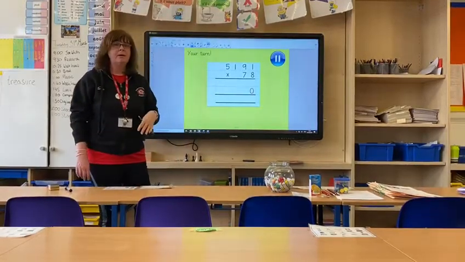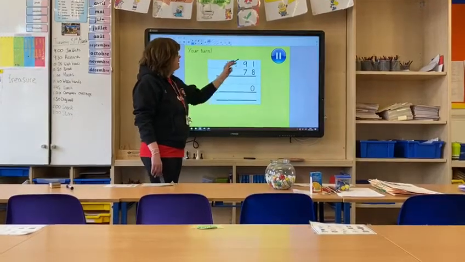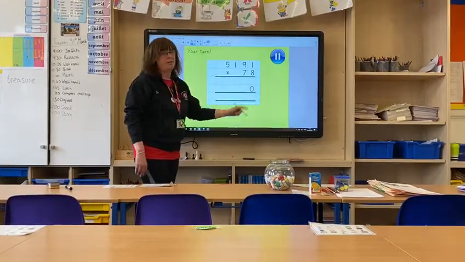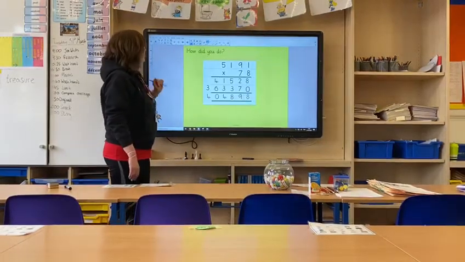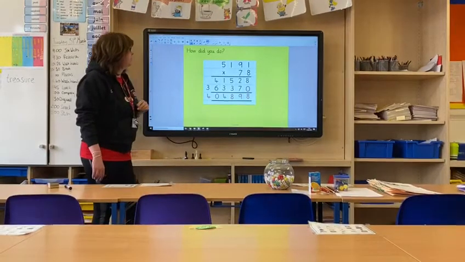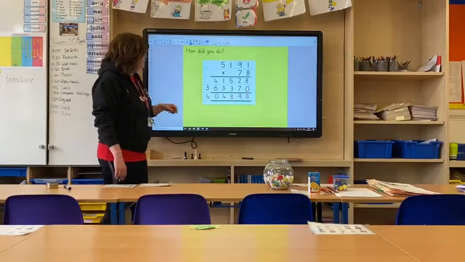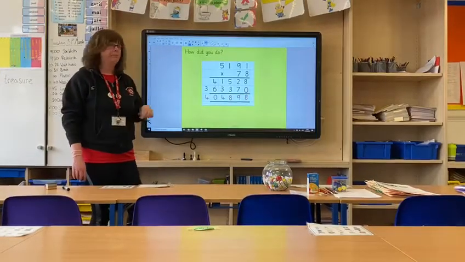Okay, the pause button is there. So in a moment you may pause me, have a go at this calculation. Remember, set out your columns neatly and don't forget magic zero. And here's your answer. 5,191 multiplied by 78 is 404,898. How did you do?